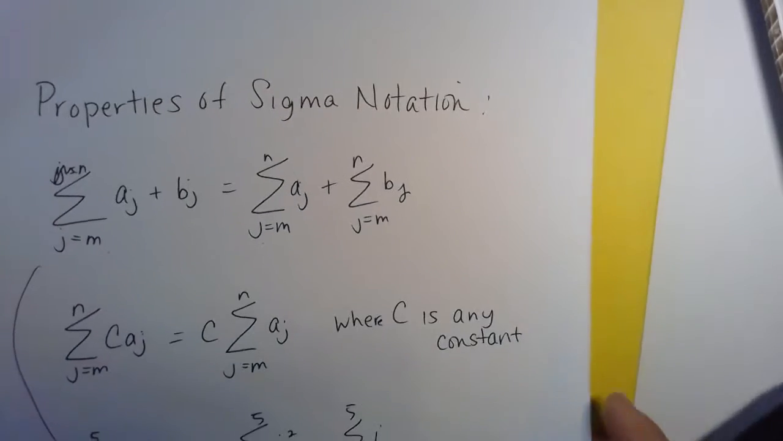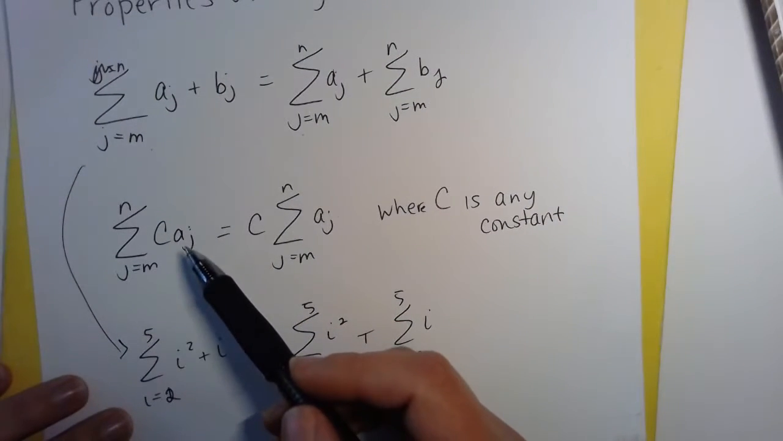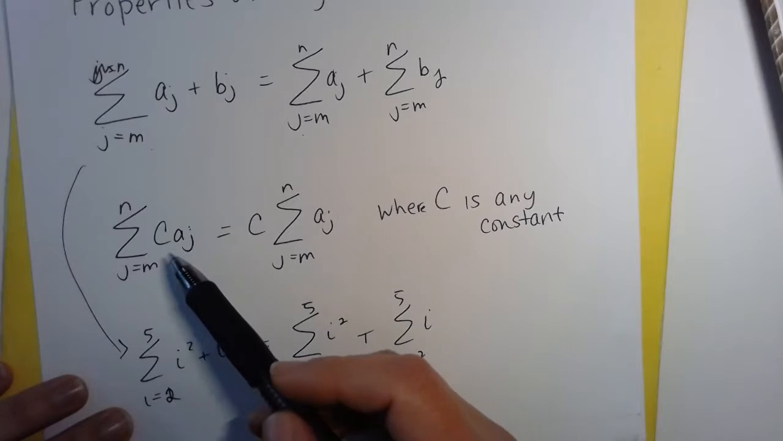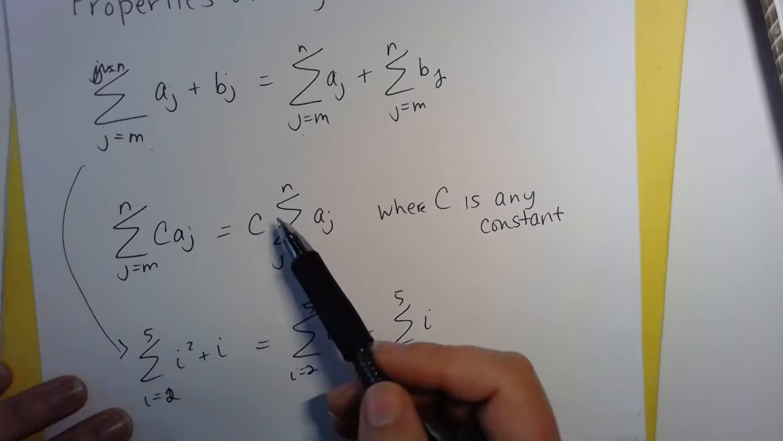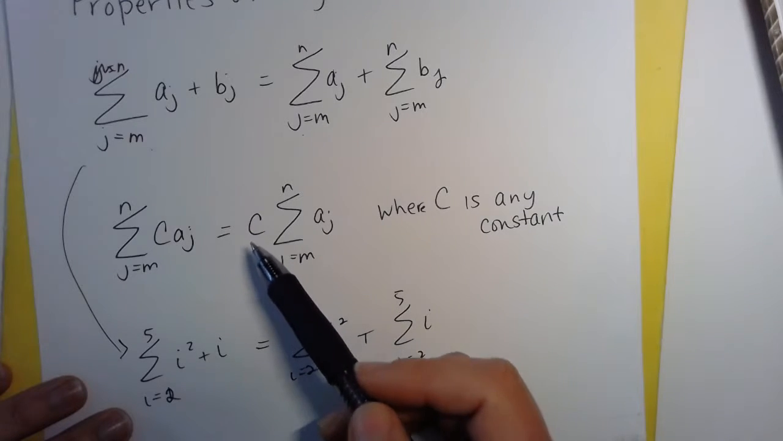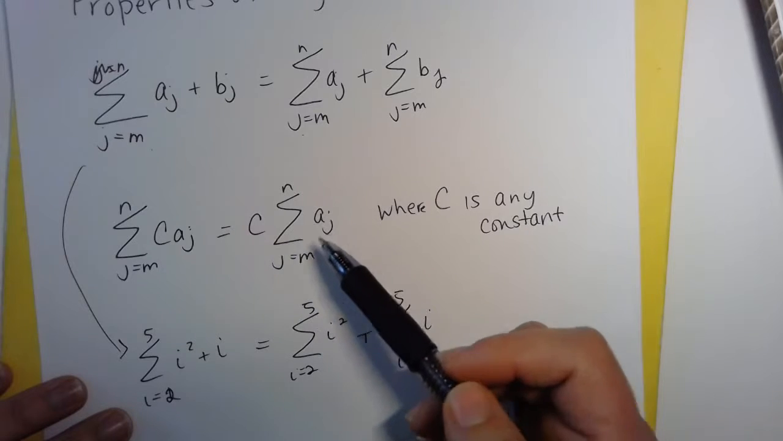Oh, the other one. Sorry, I only talked about the one. This is basically the constant multiplier rule. It's just like with the derivative, right? If you have a constant times something, then you can put the constant on the outside. So the c can just get multiplied at the end.